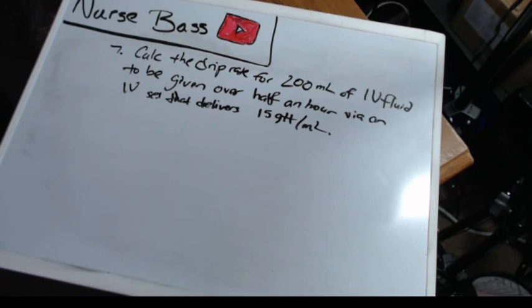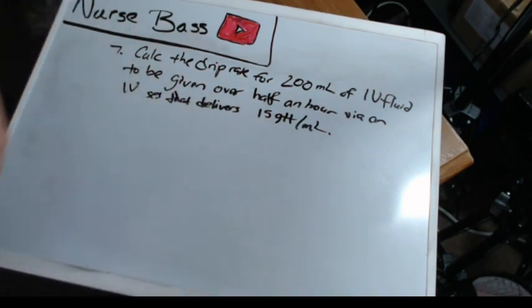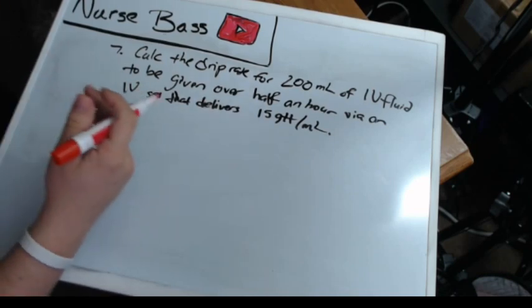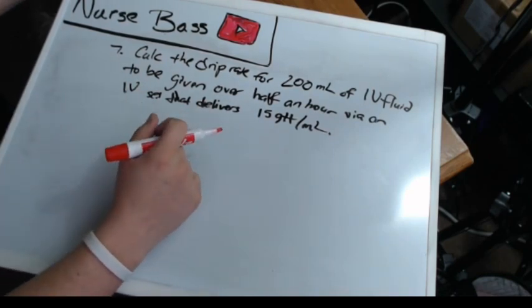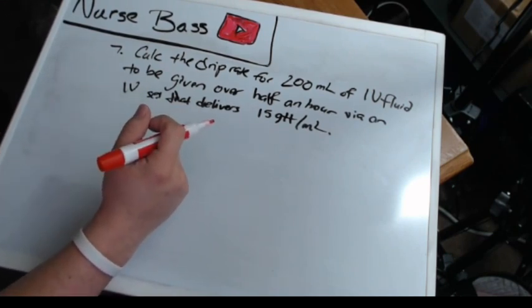Okay, very good. So, calculate the drip rate for 200 milliliters of IV fluid to be given over half an hour via an IV set that delivers 15 drops per milliliter. You will see a lot of questions like these. The GTT, that's drops. So, I don't want to go into deep detail about why we have drops per milliliter. It had to do with the old school nursing before pumps came about, and they actually had to count drops and everything.